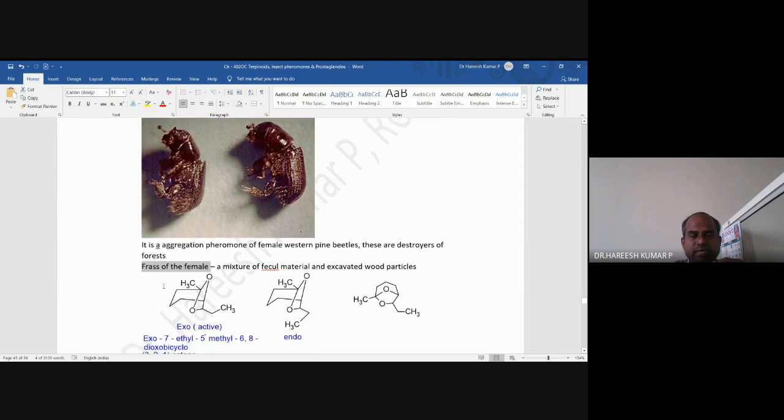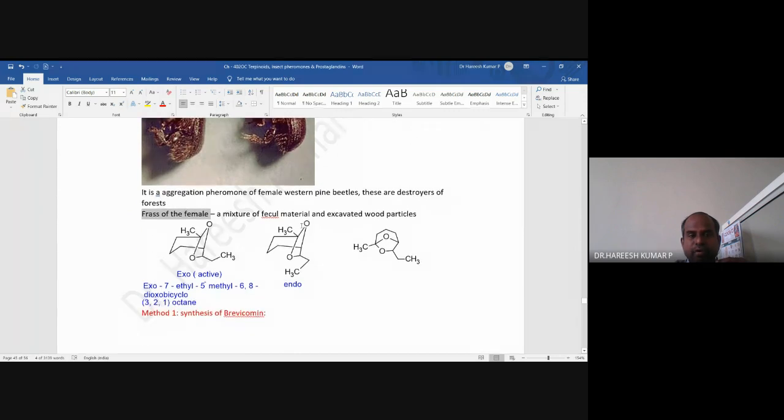How do they destroy? They will make it into a frass of female, more particularly a mixture of fecal material and extracted wood particles. From this insect, the isolated compound is Brevicomin, and Brevicomin will have a structure like this. This will be the exo one and this will be the endo one. So exo and endo with respect to this ethyl group.